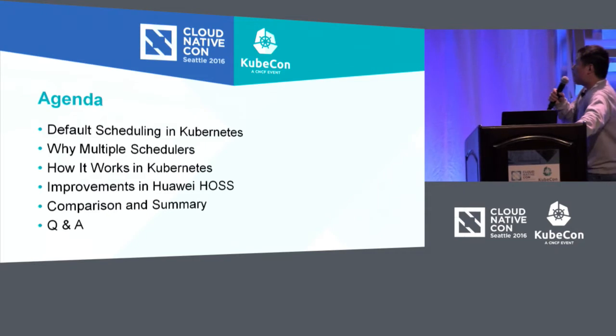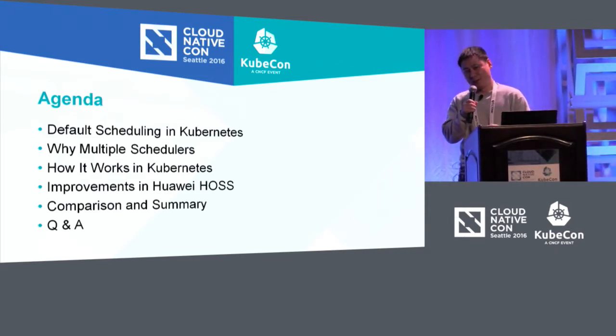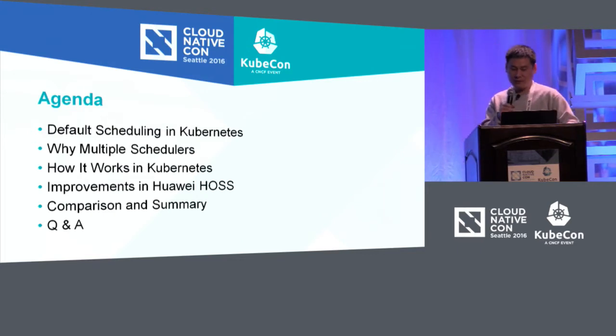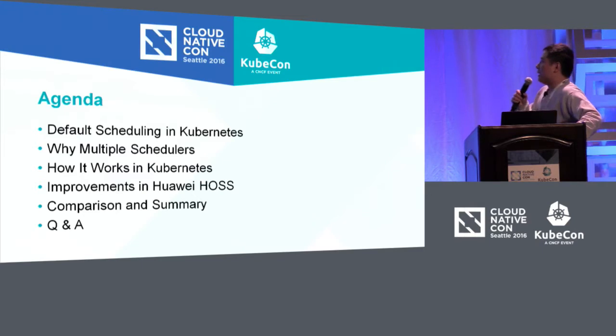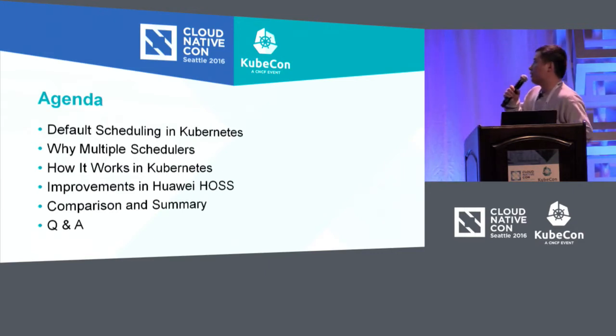Then we will talk about why we would want to run multi-schedulers. What are the scenarios and the motivations? And also, we will show how Kubernetes enables us to run multi-schedulers. After that, I will introduce the work we did to provide a better support for multi-schedulers. All this work is a part of a Huawei internal project named HaaS, Huawei Orchestration and Scheduling System.